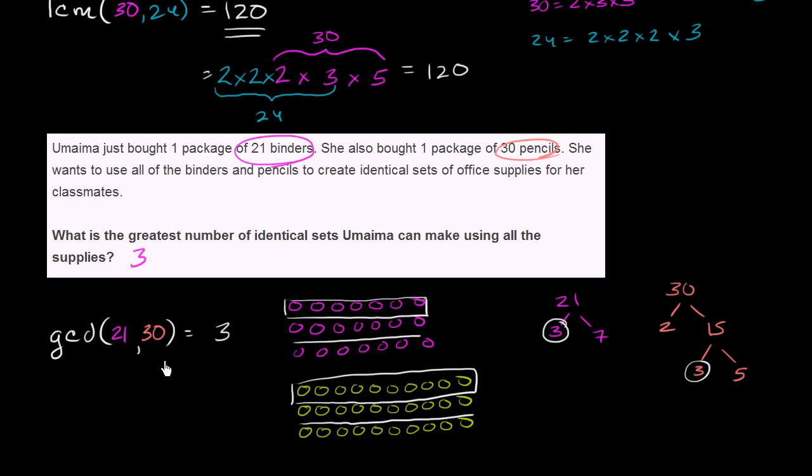And we're essentially just thinking about what's the number that we can divide both of these sets into evenly, the largest number that we can divide both of these sets into evenly.